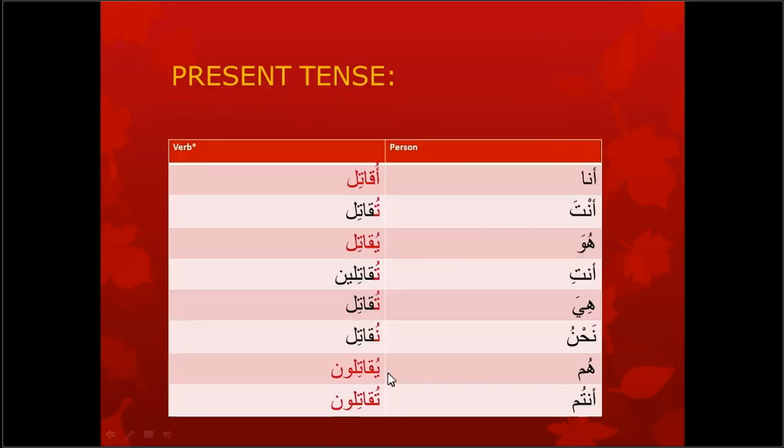Now let's look at the present tense conjugations. Remember, when you say these, emphasize the oo sound. You have to be very clear. Don't miss this, or you're going to confuse the person you're speaking to. So, ana uqatil, anta tuqatil, huwa yuqatil, anti tuqatilin, hiya tuqatil, nahnu nuqatil, hum yuqatilun and antum tuqatilun. But always that oo sound at the beginning is very important.